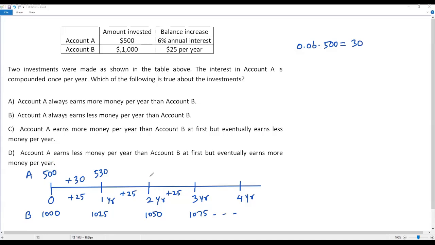So for example, now I'm going to calculate at the end of the second year over here. To calculate the interest at the end of the second year, I have to calculate the given interest rate on the principal at the beginning of the second year. So the principal at the beginning of the second year is $530. So we have to calculate 6% interest on this principal. So let's calculate 6%, that means 0.06 times 530.